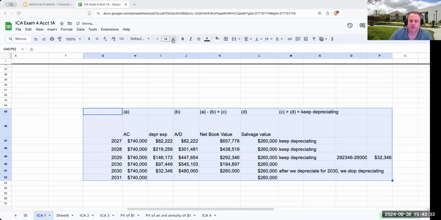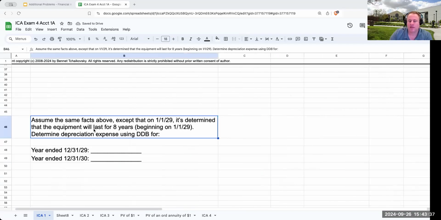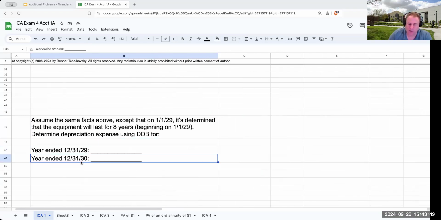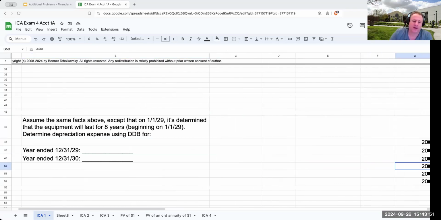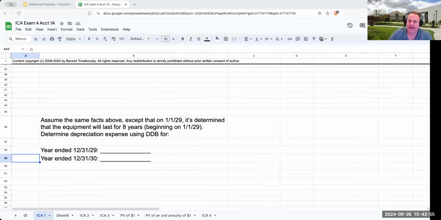So this was the solution to the problem that we just went through and did. But it says assume the same facts, except that on 1/1/29, the equipment will last for 8 years beginning on 1/1/29. Determine double declining balance for 12/31/29 and 12/31/30. Okay. Now, when we have a change in estimate, right?